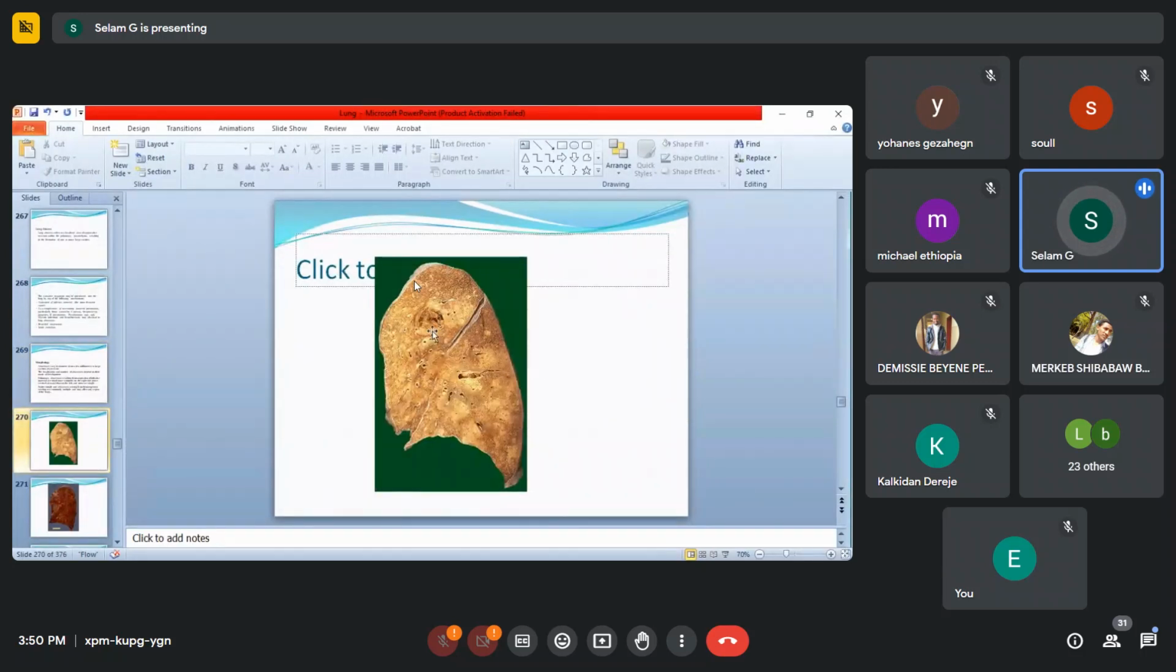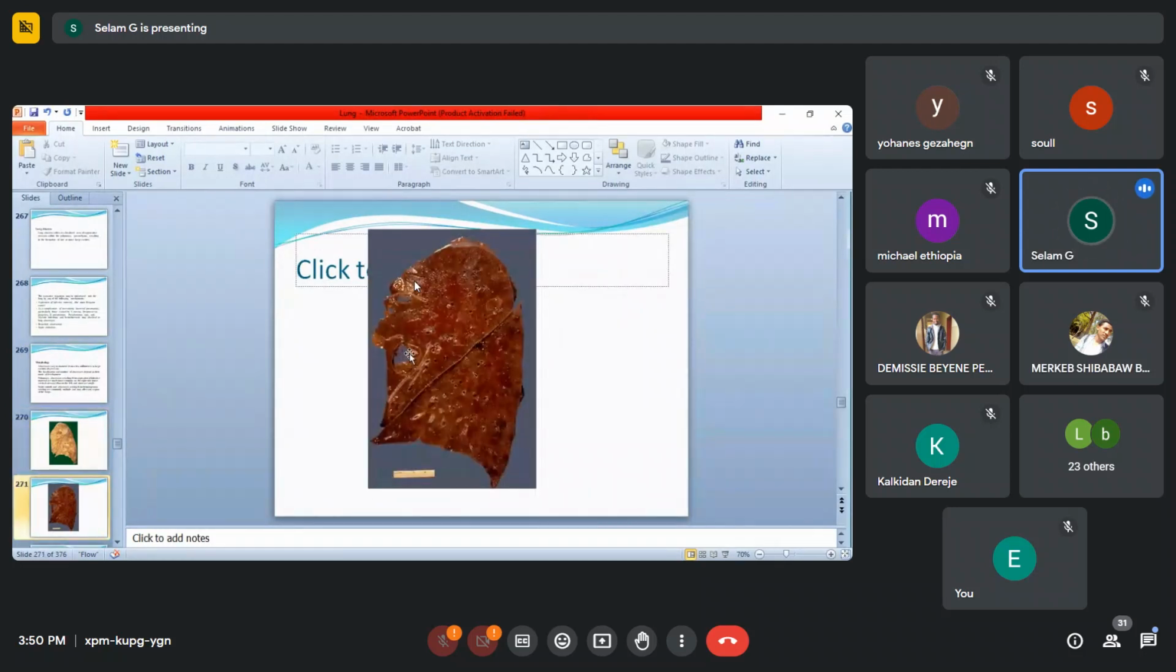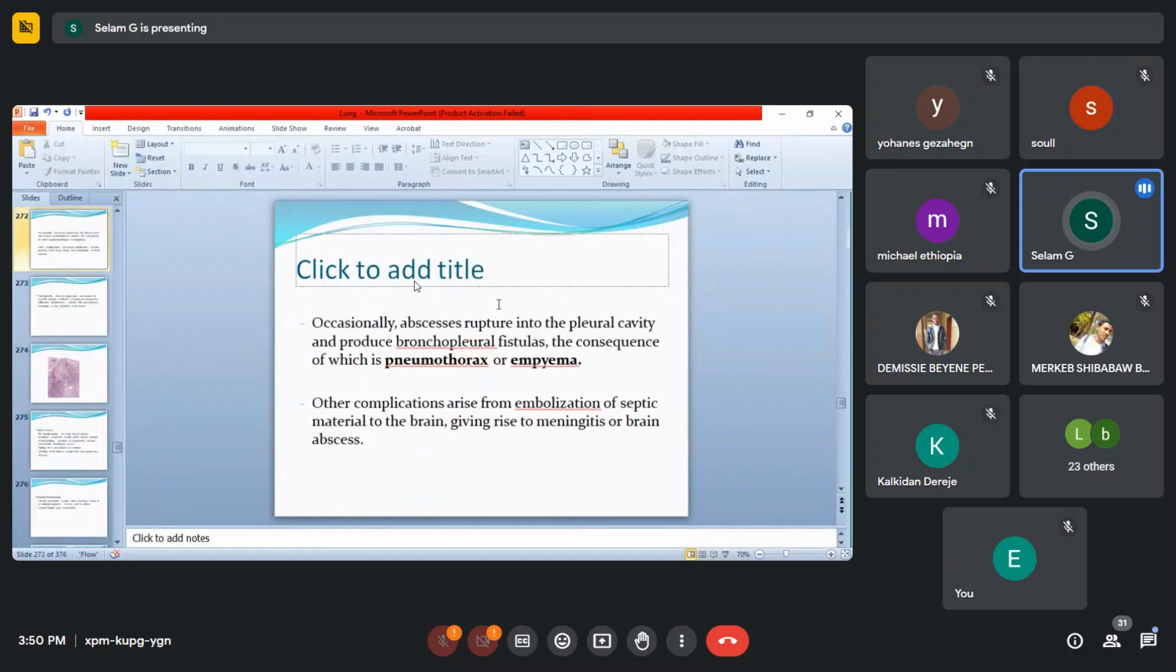So you see an abscess cavity here. Abscess cavities here and here. Occasionally, an abscess ruptures into the pleural cavity and produces a bronchopulmonary fistula, the consequence of which is pneumothorax or empyema or both. Other complications arise from embolization of septic material to the brain, giving rise to meningitis or brain abscess.